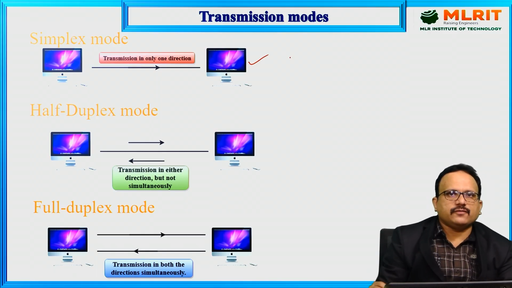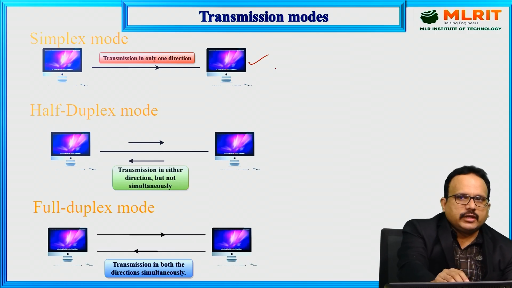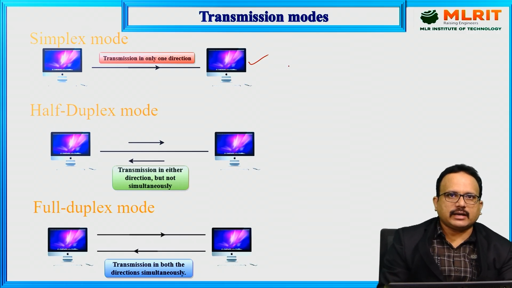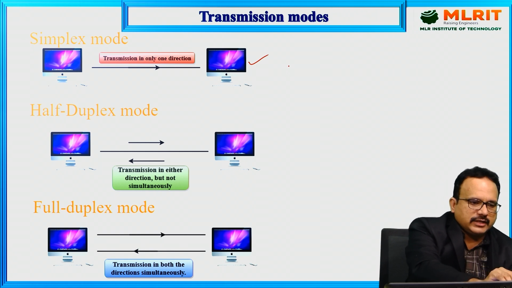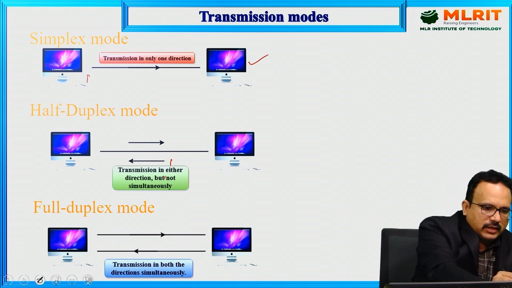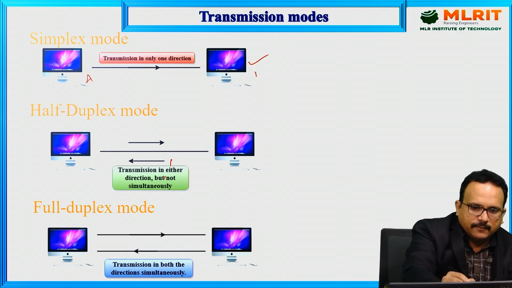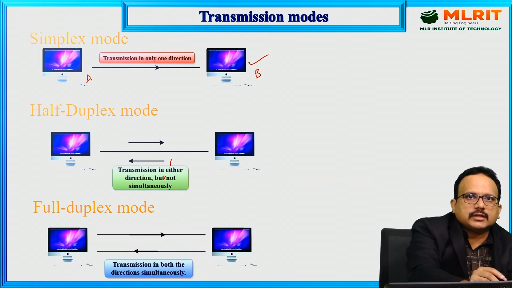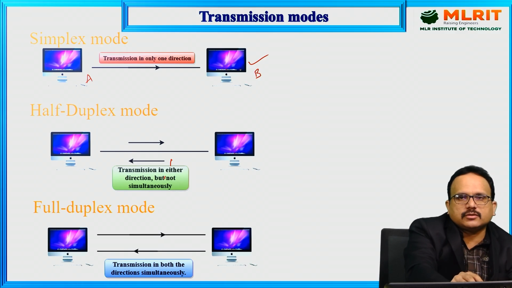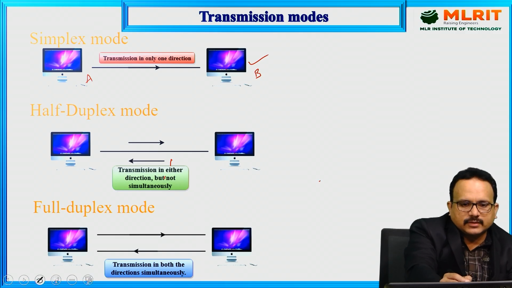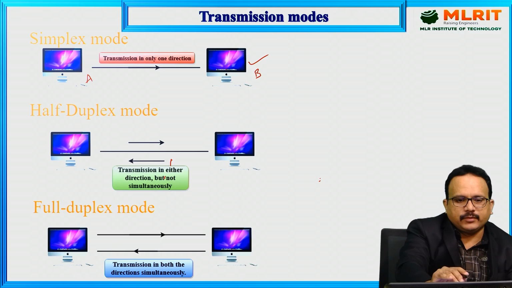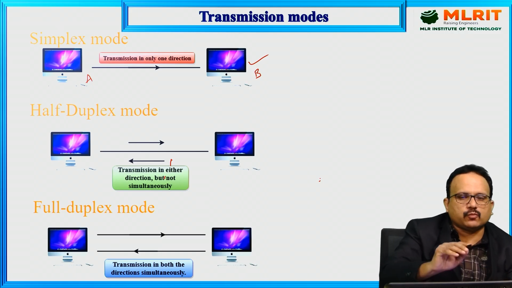Coming to the discussion regarding simplex mode. The name itself indicates that in simplex mode the data will be transmitted only in one direction. For example, consider system A and system B. Either the data will be transmitted from system A to system B, or from system B to system A. Only one at a time, but not at the same time. That we call a simplex mode of communication.